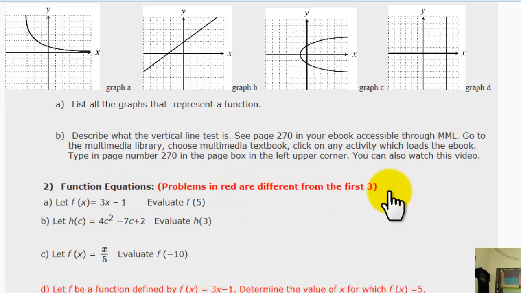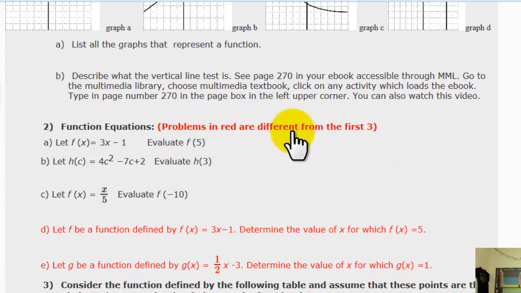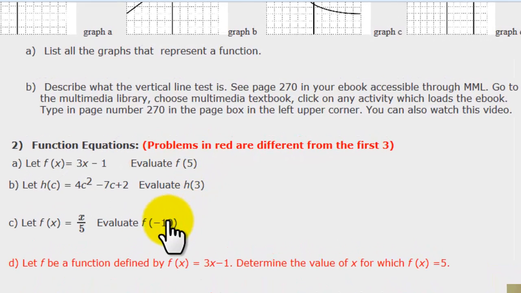On these equations, the reason I have problems in red that are different from the first 3 is because the way they're written is different and you solve them differently. In this case, you have f of x, that's the function. So f of x equals 3x minus 1, or y equals 3x minus 1. Evaluate f where x is 5. So you replace the x with 5. And I'm going to work out this problem in a minute. A lot of people understood that really well.